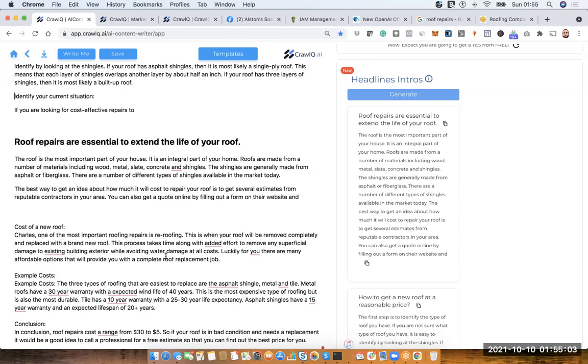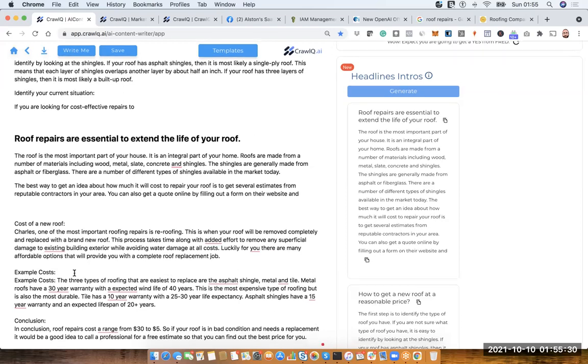So it is educating Charles; maybe he overlooked or underestimated that when they remove the roof and he's looking for a new roof, there are some things that also need to be taken care of, right? Remove any superficial damage to the existing building exterior. That is also important when you place a new roof. Luckily for you, there are many affordable options that will provide you with a complete roof replacement job. Examples of cost.